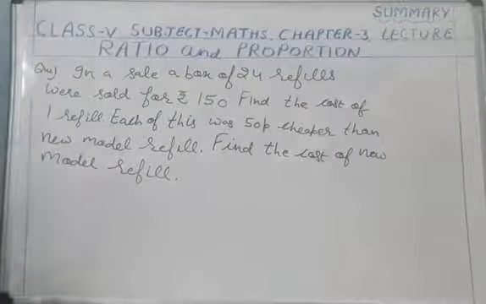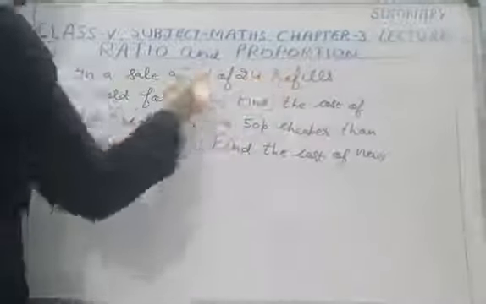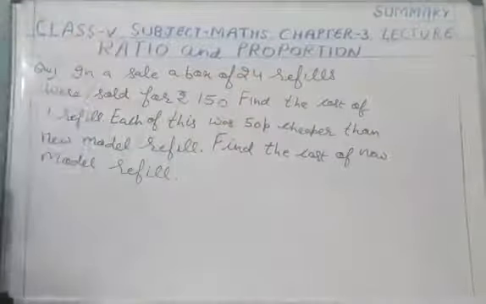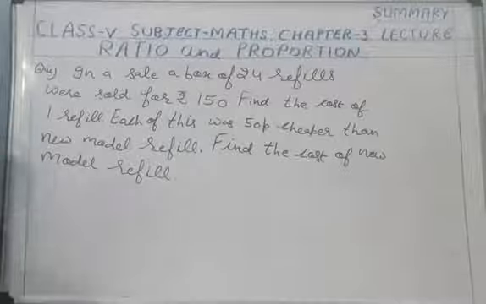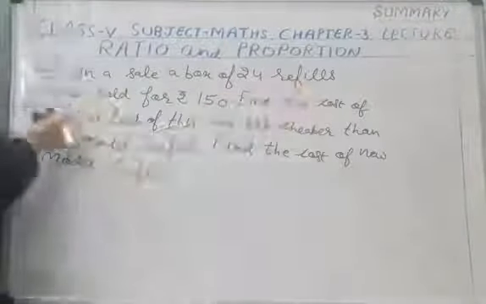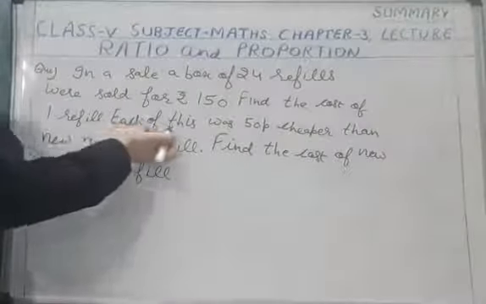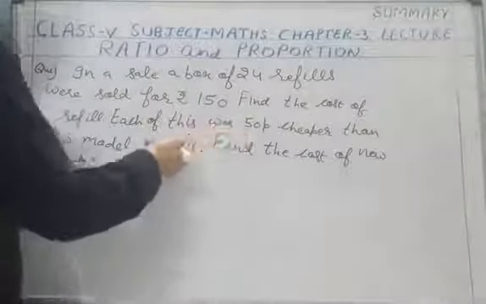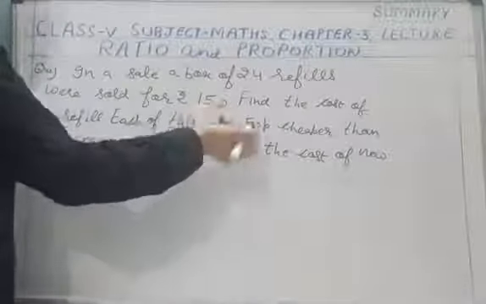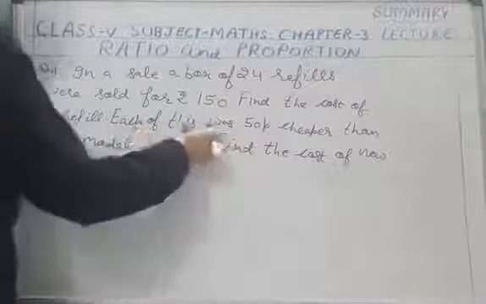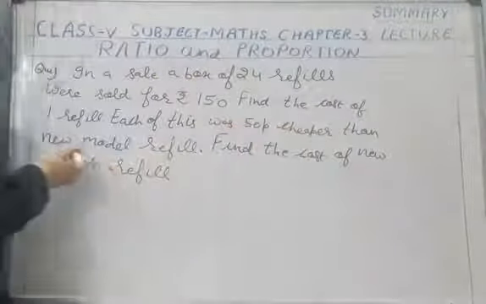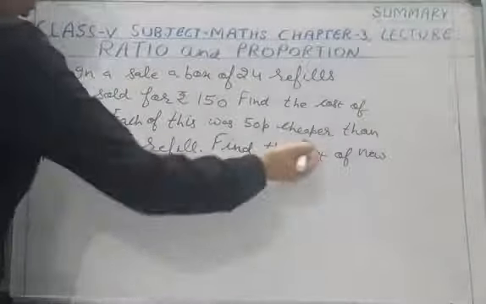In a sale, a box of 24 refills was sold. 24 refills का एक बॉक्स 150 रुपीज में बेचा जाता है इस सेल में. We have to find out the cost of one refill first. Next question is included in that कि जो नया न्यू मॉडल का रिफिल है उसकी कॉस्ट अब 50 पैसे ज्यादा है, because each of this was, ये जो पहले हमने परचेज किया, was 50 पैसे cheaper than new model refill. फाइंड द कॉस्ट ऑफ द न्यू मॉडल रिफिल.